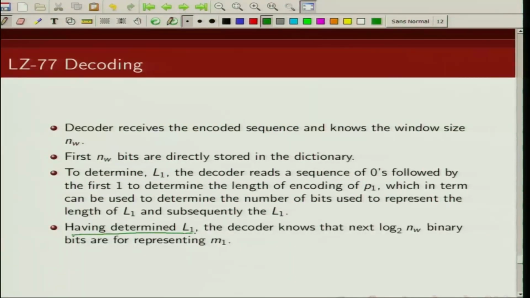Now, having determined L1, since we are using a fixed number of bits to represent M, we know what the next bits are that we should look at. In our example, our NW is 8. So that means we are using the next 3 bits to represent M, right? Depending on the value of M from 0 to 7, we are using 000 to 111 to represent M. So we can find out what L1 and M1 are.